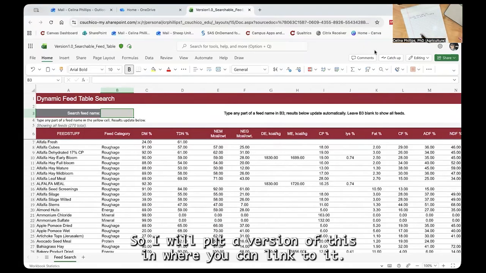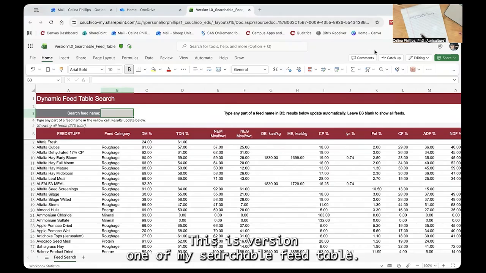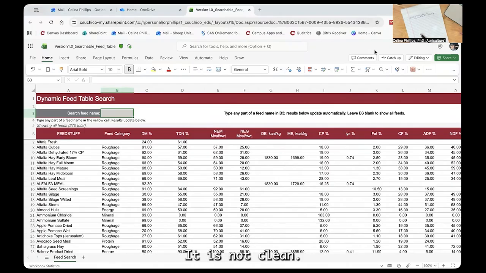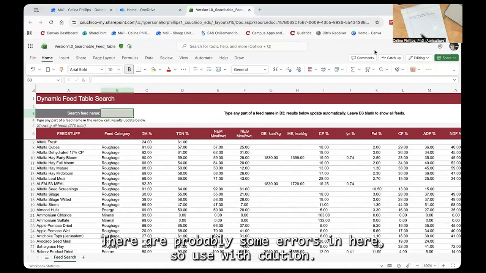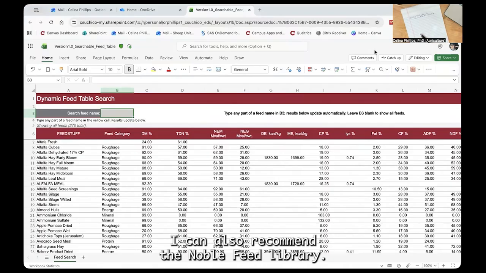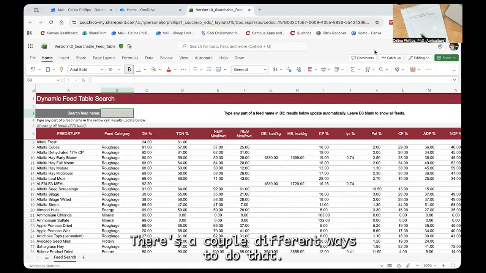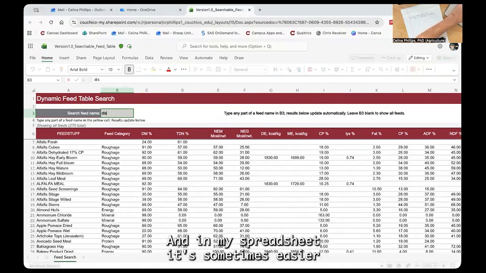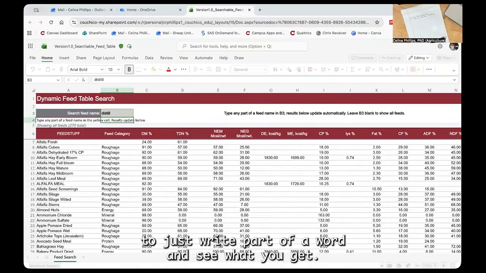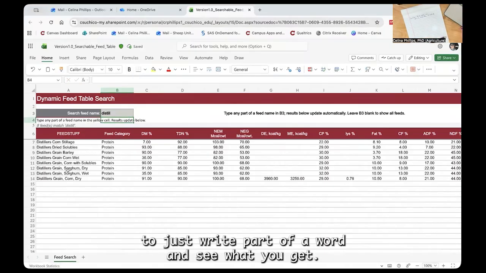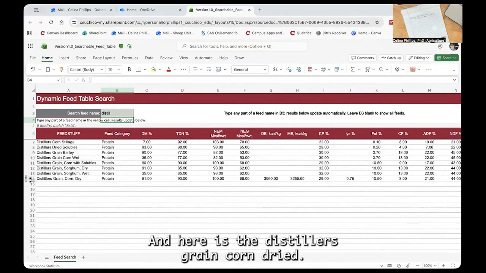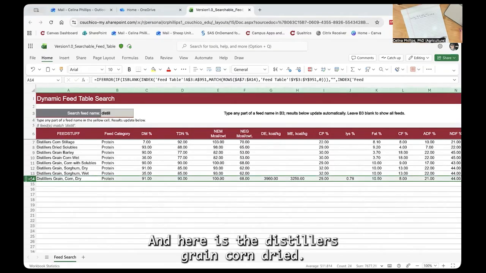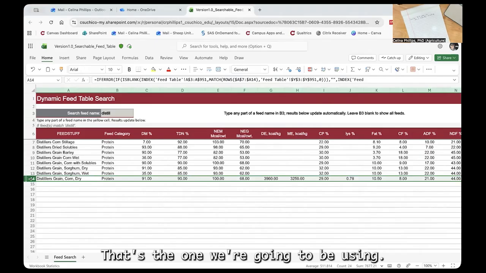I will put a version of this in where you can link to it. This is version 1 of my searchable feed table. It is not clean. There are probably some errors in here, so use with caution. I can also recommend the Noble Feed Library, but there's a couple different ways to do that. So let's take a look. I'm going to start my search, and in my spreadsheet, it's sometimes easier to just write part of a word and see what you get. Okay, so it separates out, and here is the distillers grain corn dried. That's the one we're going to be using.